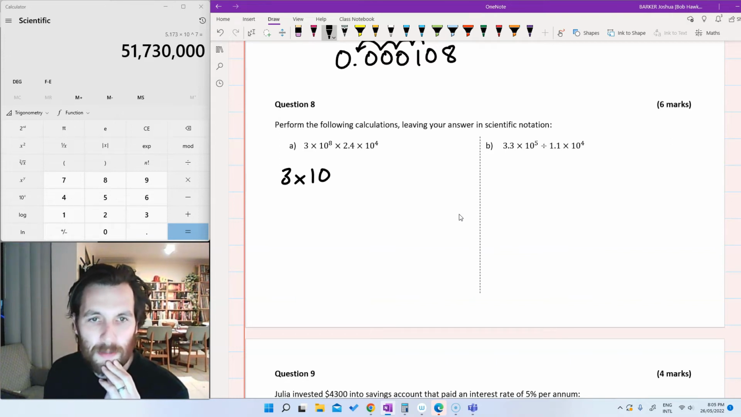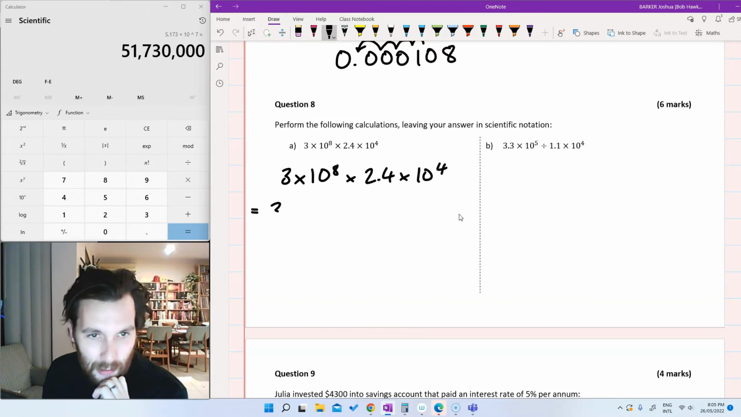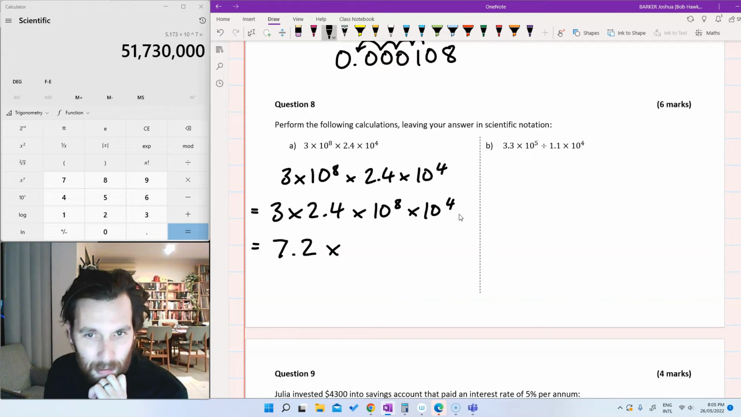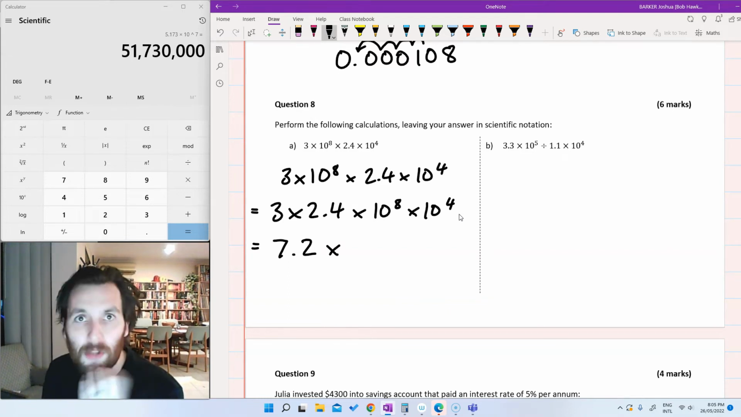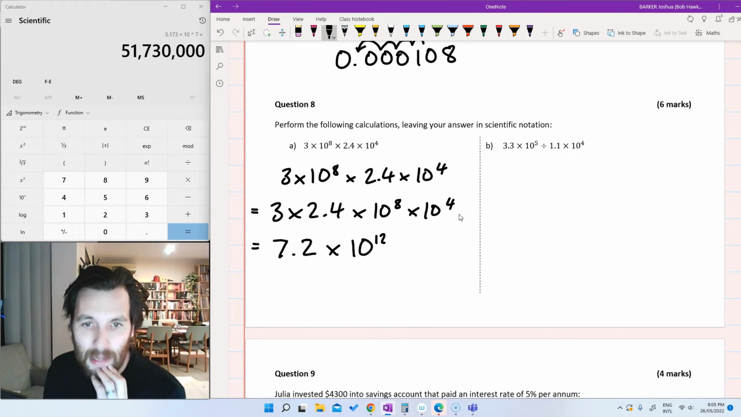So we've got 3 times 10 to the power 8. So that's 300 million times 2.4 times 10 to the power 4. I'm going to rewrite that as 3 times 2.4 times 10 to the power 8 times 10 to the power 4. Okay, 3 times 2.4 is easy enough to do. That would be 7.2. And that's multiplied by 10 to the power 8 times 10 to the power 4. I'll use index laws to help simplify that. 8 plus 4 gives me 12.